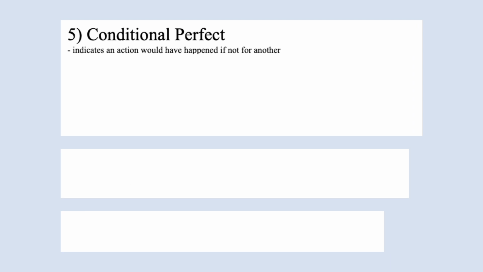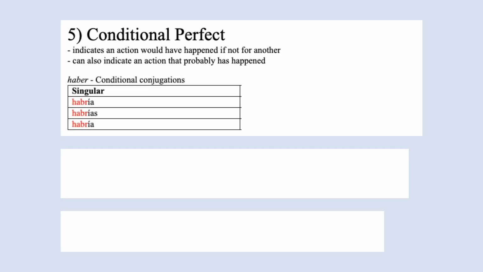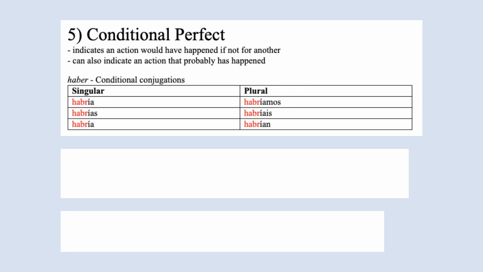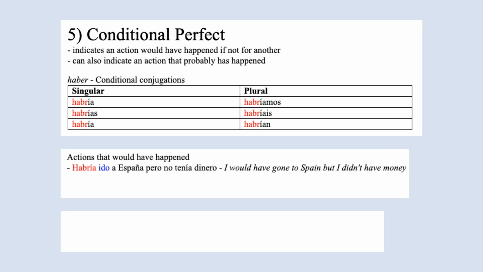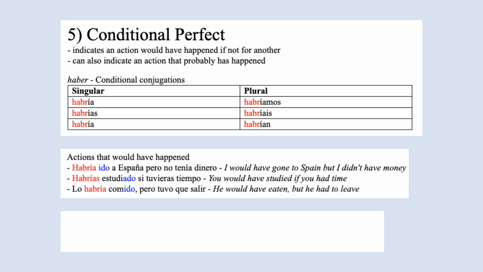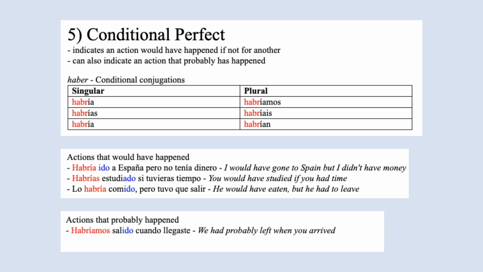The conditional perfect indicates an action would have happened if not for another, and it can indicate an action that probably has happened. Habría ido a España pero no tenía dinero. Habrías estudiado si tuvieras tiempo. Lo habría comido, pero tuvo que salir. Habríamos salido cuando llegaste. Lo habrían entregado al fin del día.